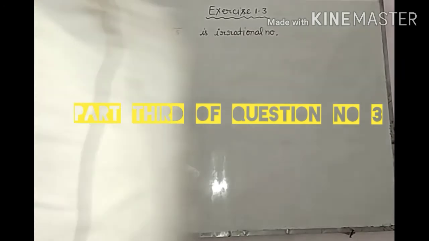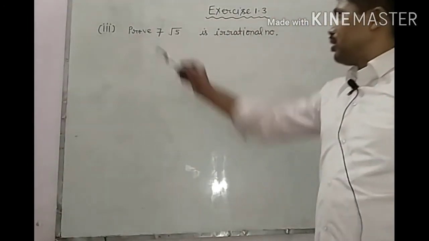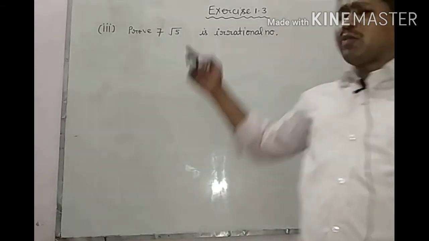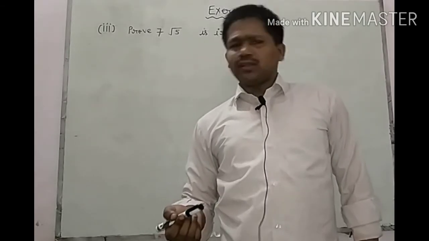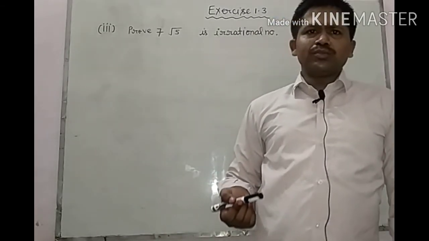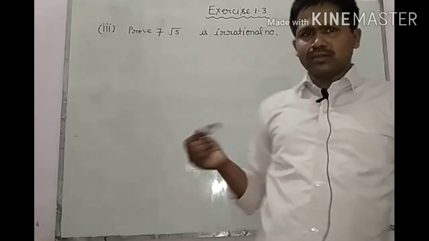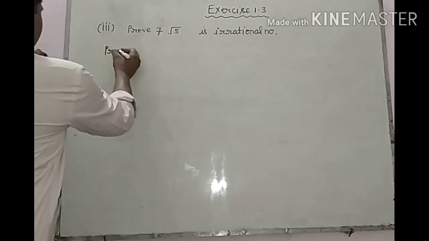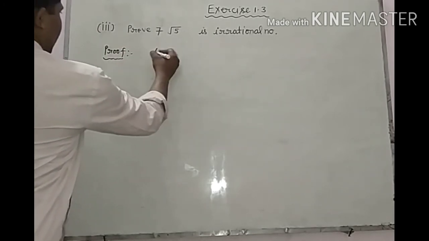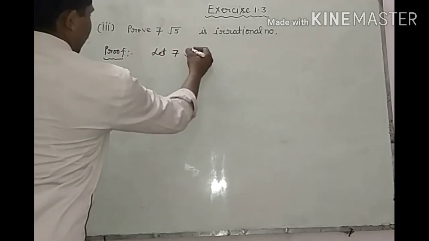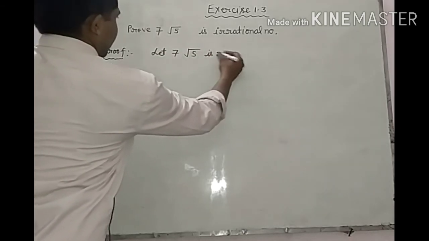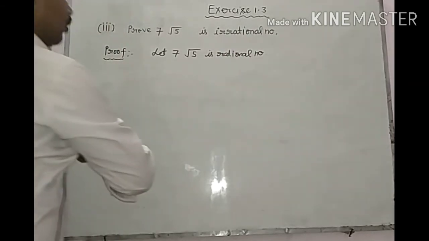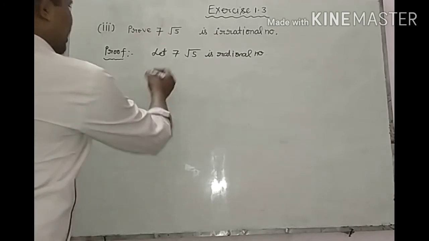Students, your third part is to prove that 7 root 5 is an irrational number. We have to prove that 7 root 5 is irrational. For this, we assume 7 root 5 is a rational number. Let us write the proof. Let 7 root 5 be a rational number.